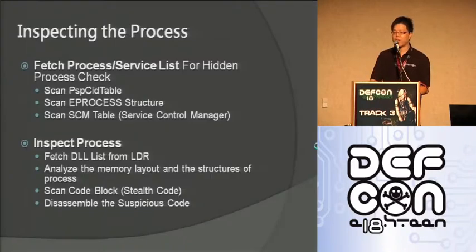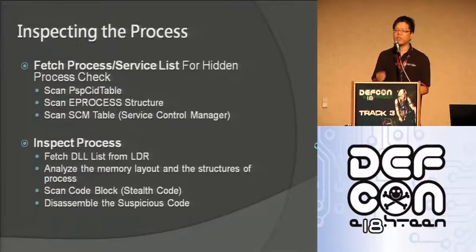Among the three aspects, we will further explain how we study the memory layout, because this one is the hardest one to work with. To study the memory layout, first we have to identify which process is suspicious. The way we identify this is that we first fetch the process and service list, and then we compare it against the process list that is already inside the system, and we find the difference between these two lists. And to fetch the processes, we scan all the following tables, as you can see up here on the slides. By doing this, we can identify the hidden processes. We already identify the processes that are very suspicious.